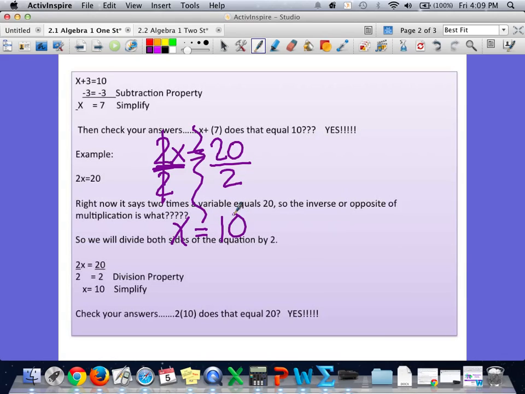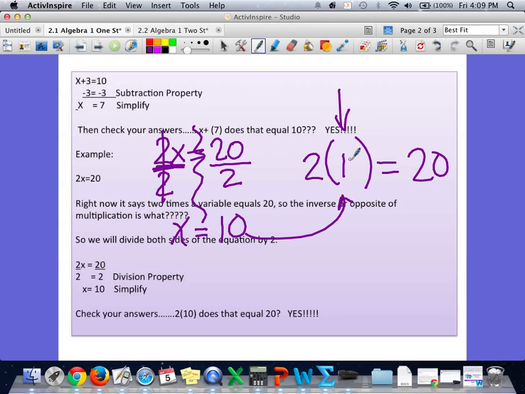Okay, and again, go back and check your work. I'm going to take the 2 and put parentheses and plug in to check my answer. This is where I plug in. So x is 10. 10 goes right here. So 2 times 10, 2 times 10 is 20. Does that equal 20? Yes. So that checks. You need to get in the habit of checking your work. Make sure you have these right.